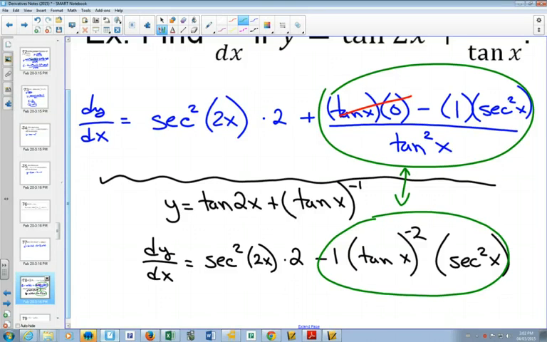Can you see that those two are the same? The one on the top, you have a negative secant squared and a tan squared on the bottom. Here, this tan x to the -2 would be a tan squared on the bottom, and we still have a negative times a secant squared. So either way would be fine.